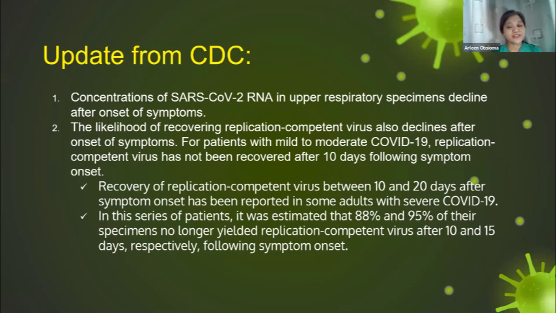So starting on the first day that the symptom sets in, then slowly in the next few days, the viral shedding declines. And the likelihood of recovering replication competent virus also declines after the onset of symptoms. So for patients with mild to moderate COVID-19, replication competent virus has not been recovered after 10 days following symptom onset. And the recovery of replication competent virus, meaning a live virus, between 10 to 20 days after symptom onset, has been reported in some adults with severe COVID-19, only with severe COVID-19 or those with critical COVID-19.